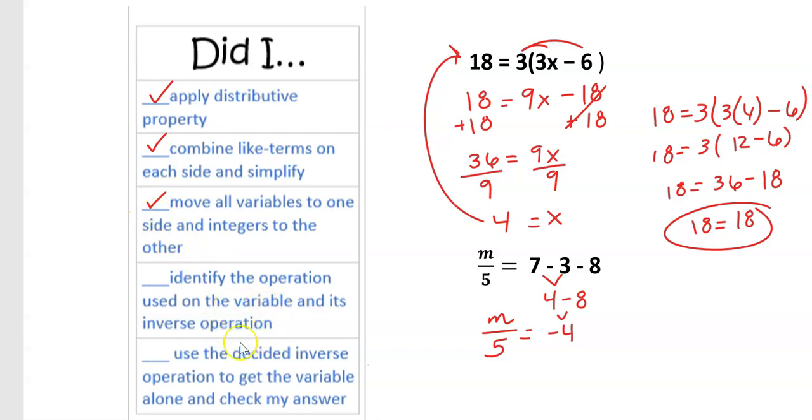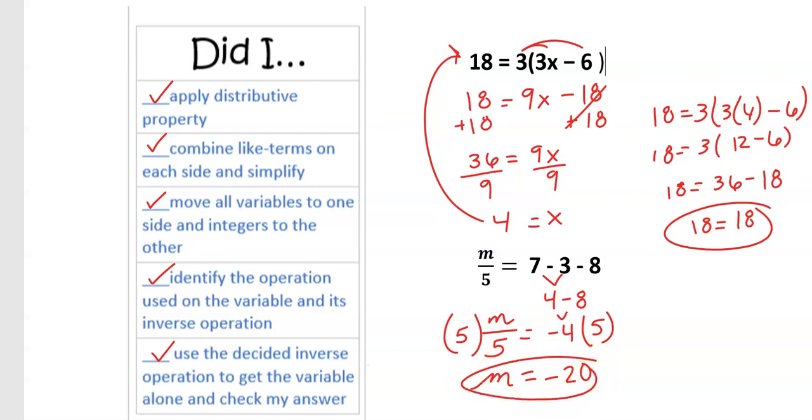We're going to identify the operation used on the variable and its inverse. So m divided by 5 is division, so the inverse would be multiplication. And we need to multiply by 5 in order to get m by itself. We're going to now use the inverse operation, get the variable alone, and check our answer. So this leaves us with m, and negative 4 times 5 is negative 20.